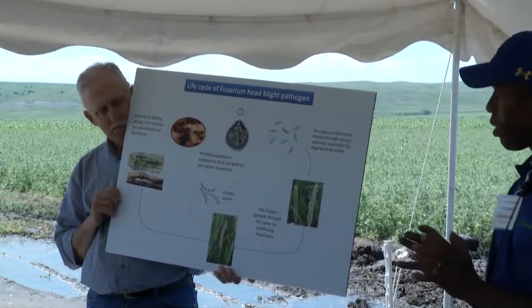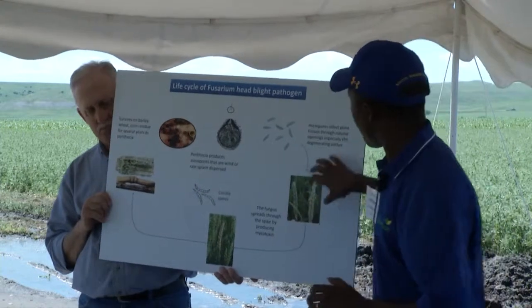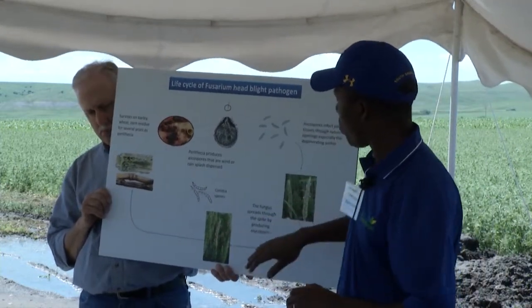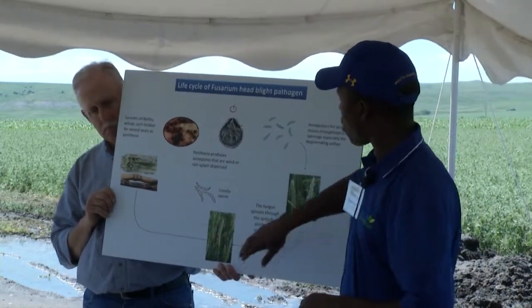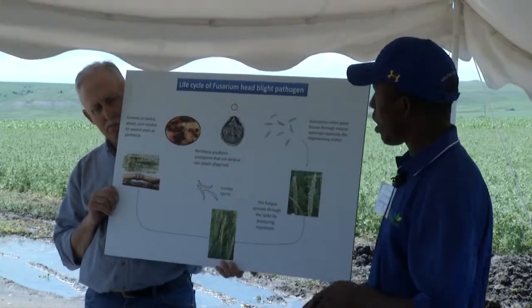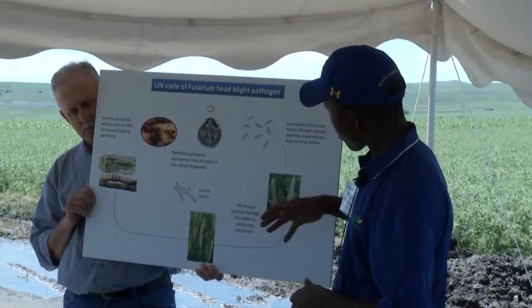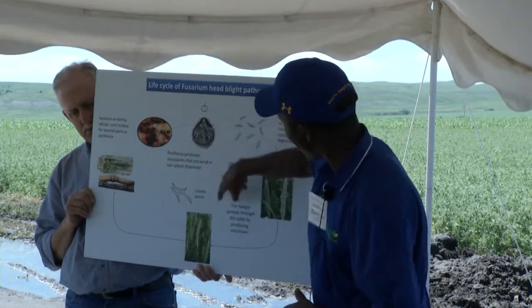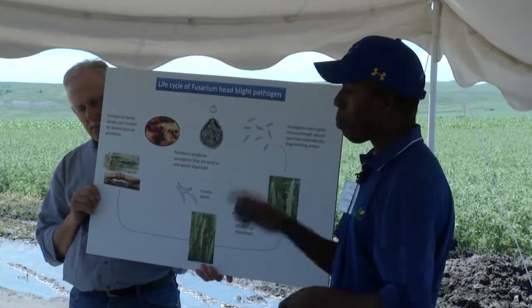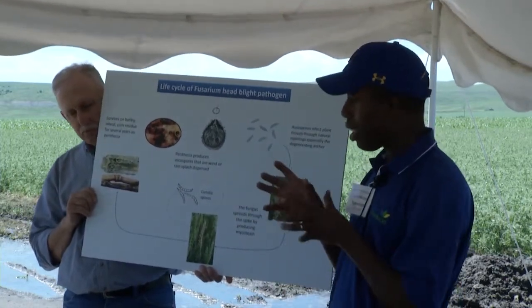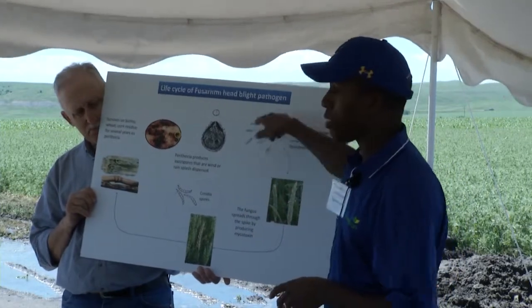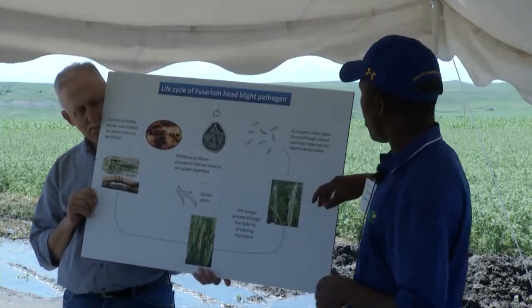Okay. Now, once you have ascospores establishing infection, another type of spores are produced. They're called conidiospores. Now, these conidiospores can also reinfect the plants, but those ones are not as important as the ascospores. Okay.